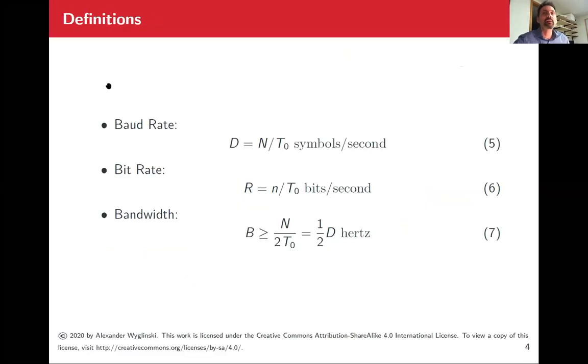Now, just some standard definitions: baud rate, bit rate, and bandwidth. So baud rate is symbol rate, right? So if you have N symbols occurring during a duration T naught, or N samples, and each sample is represented by a bunch of bits, but you have N samples across a time interval T naught, it's N samples or N symbols per second. Bit rate, if each one of those symbols is represented by a bunch of bits, or in other words, if we have N bits occurring across that time interval T naught, we have the bit rate or bits per second.